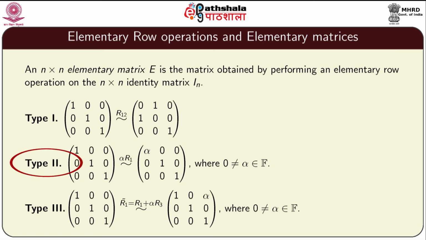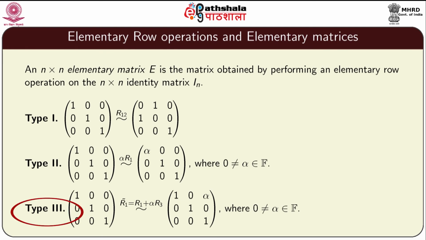Then the type 2, that means elementary row operation of the second kind being applied to the 3 cross 3 identity matrix, which you can see is the first row is being multiplied by a non-zero element a from F, giving rise to a00, 010, 001. This is an elementary matrix of the second kind.